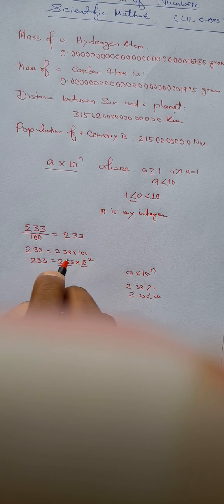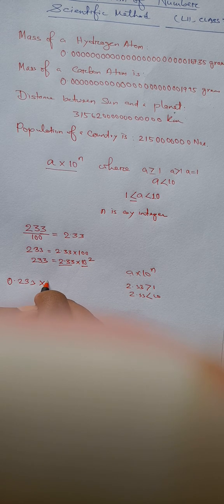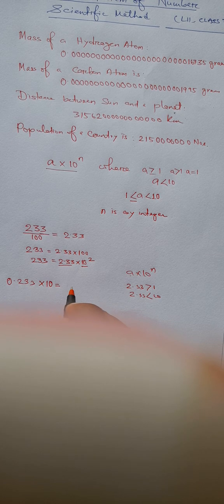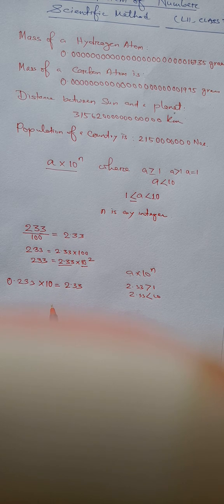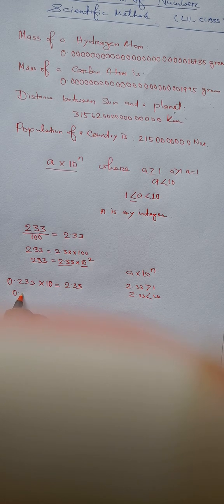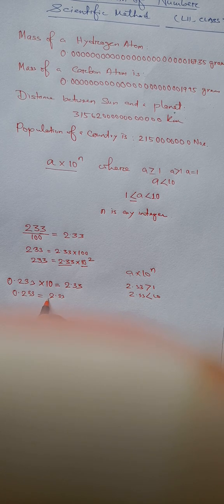Similarly, take another example, say 0.233. Say you multiply this by 10. What will you get? 2.33. When you multiply this by 10, you get 2.33. So 0.233 equals 2.33 divided by 10, right?